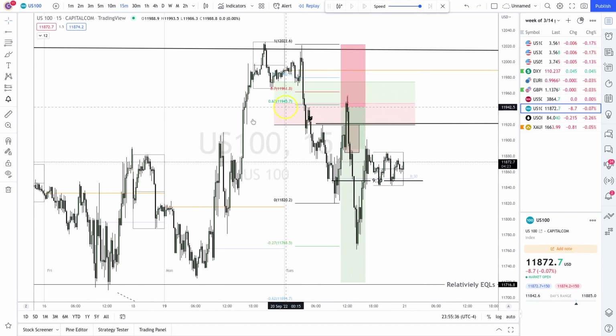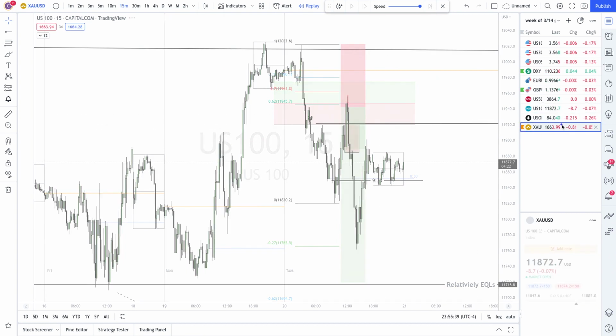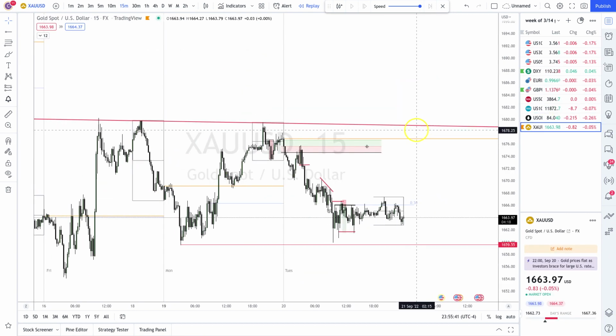And of course, there is no Asian range when it comes to indices, but you can see here. All right, that's all I have.